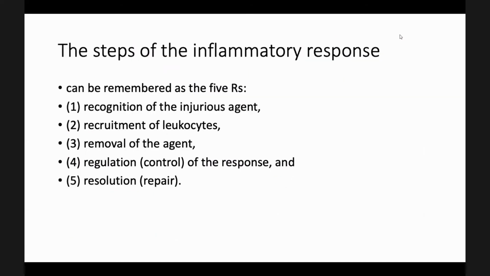So the steps in the inflammatory response, the 5 Rs. First and foremost, there should be recognition of the injurious agent. Then there will be recruitment of the leukocytes. WBCs will come where there is injury, and they will try to remove this agent, and the inflammation will be regulated, depending on the response. It can then go to resolution and repair. So those are the steps of the inflammatory response. That's what we expect to happen.